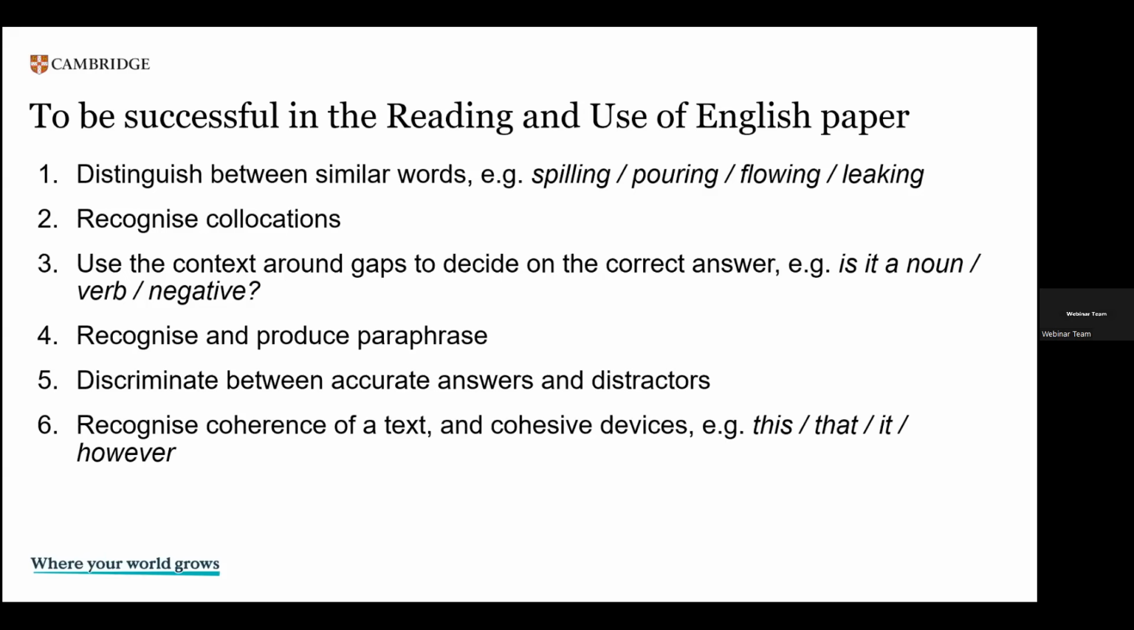Okay, sorry about that. So yeah, you need to understand how a text is put together and how the links are created. So the sort of cohesive devices used, like reference, this, that, pronouns, however, introducing the opposite point of view, and so on. And also, and this is really, really important from B2 upwards, you need to be able to look through a text quickly and find the right answer without worrying about the rest of the text. Okay.